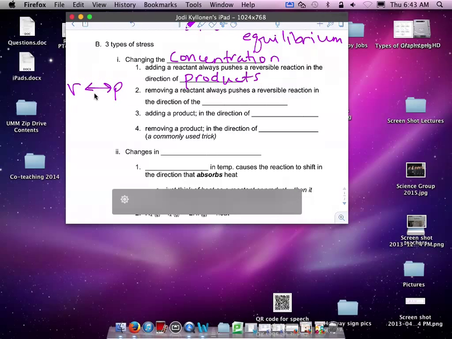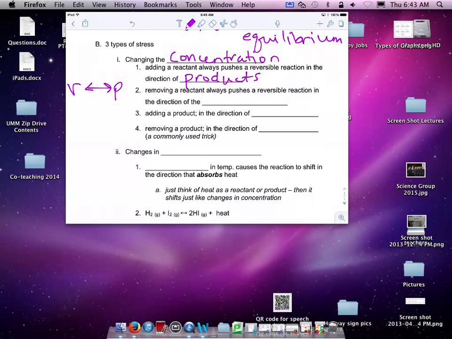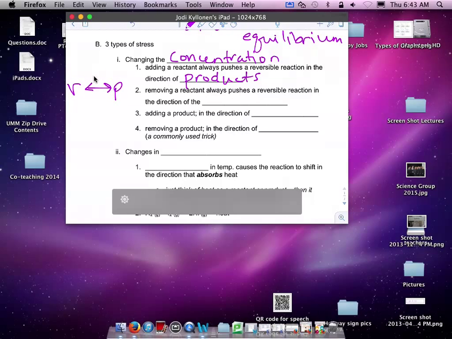Think of it this way. If this is trying to stay balanced, maybe like a teeter-totter, or one of those old-fashioned balances with two pans that balance back and forth. What this is saying is that you've got too much reactant, so it needs to shift over to the product side, and I need more product in order to balance it out. That's what this is saying.